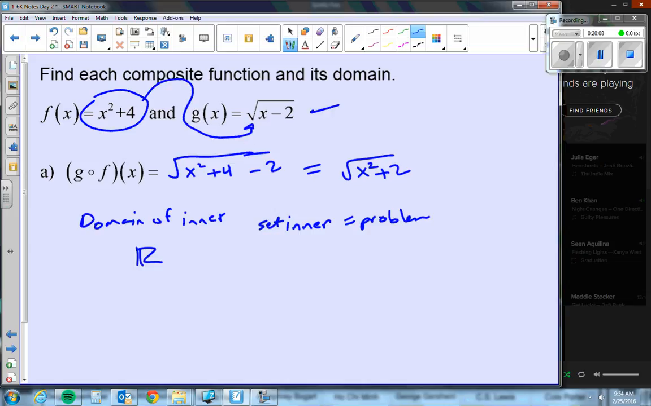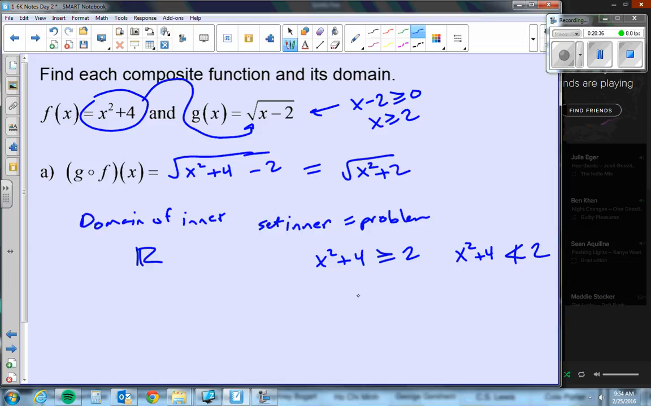So the domain of this is radical, so it needs to not be negative, which means x can't be below 2. So that means f is not allowed to produce anything below 2. Actually, I said it this way. We want f to not be less than 2. What's the same thing as we want it to be 2 or more, right? You can say it either way.